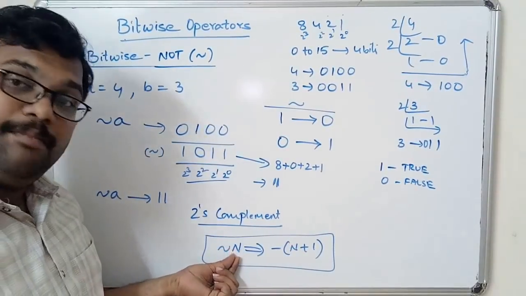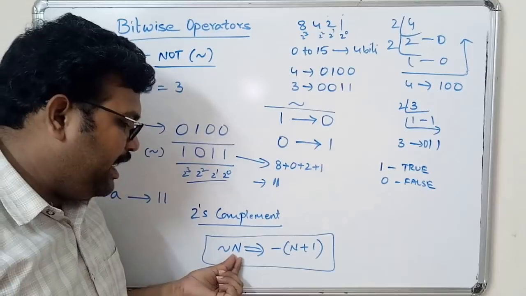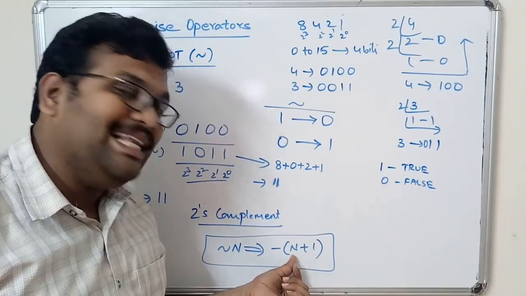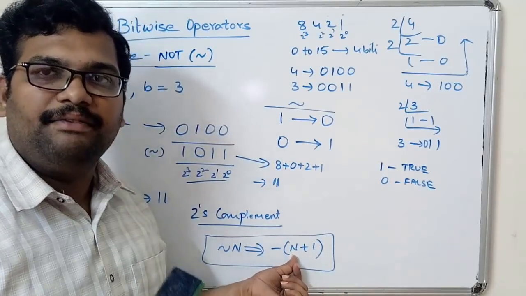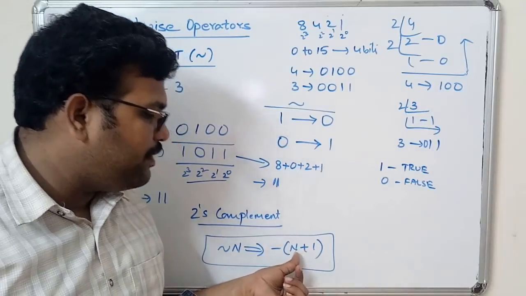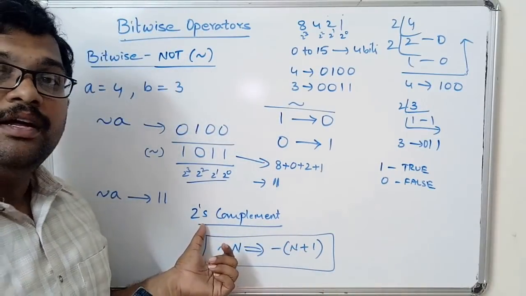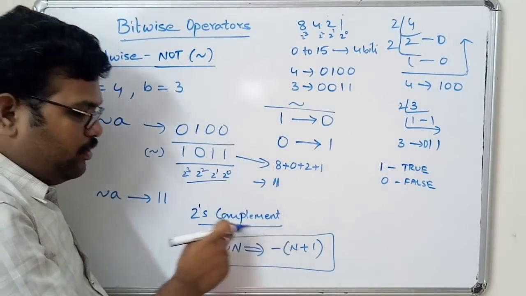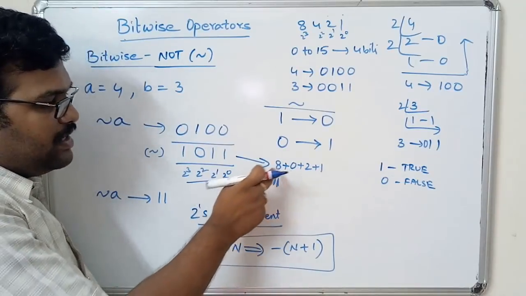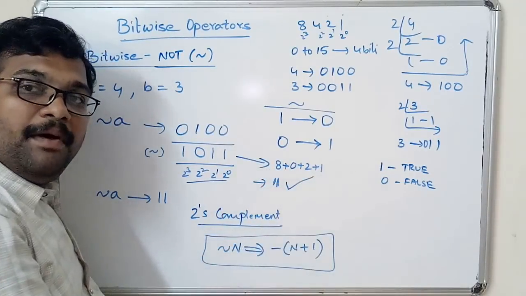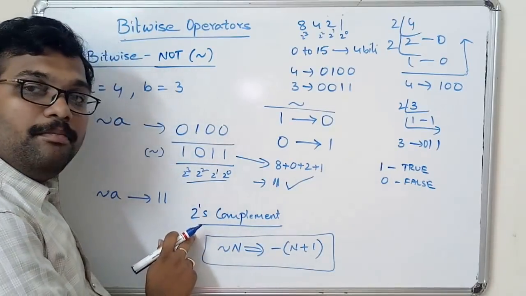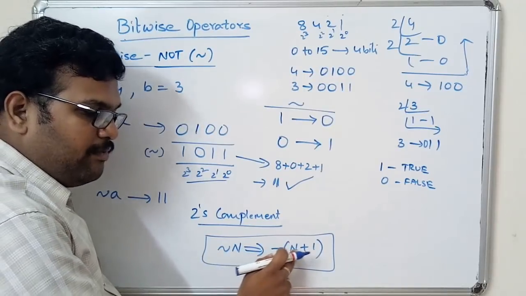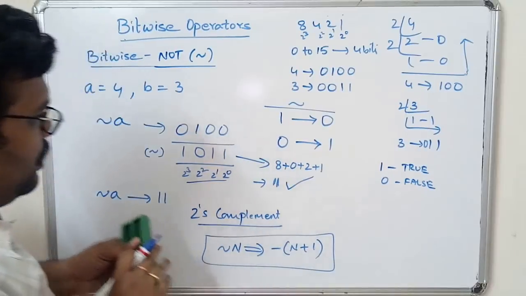Negation of n. N is a binary equivalent, right? So negation n is minus of n plus 1, where n is a binary equivalent. So we need to add 1 to the binary equivalent, that we call as 2's complement. So after performing this not operator on a variable, the result will be in 2's complement. So this is a 1's complement. This is also right, but the compiler gives the result in 2's complement form. That means not n will be minus of n plus 1. So let us have a look at that.